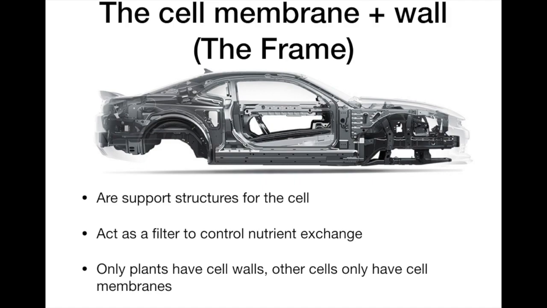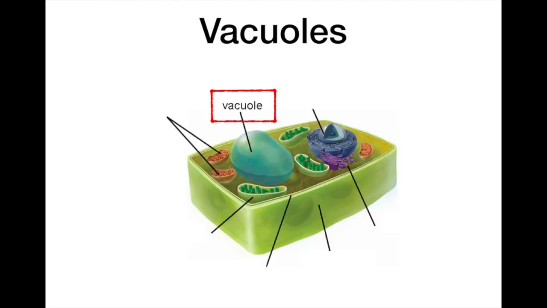How you can tell if there's a cell wall is if the cell is relatively square or has a bunch of straight lines. Cell walls help promote rigid, straight structures. Okay, so keep that in mind for later. And it'll only be found in plant cells.